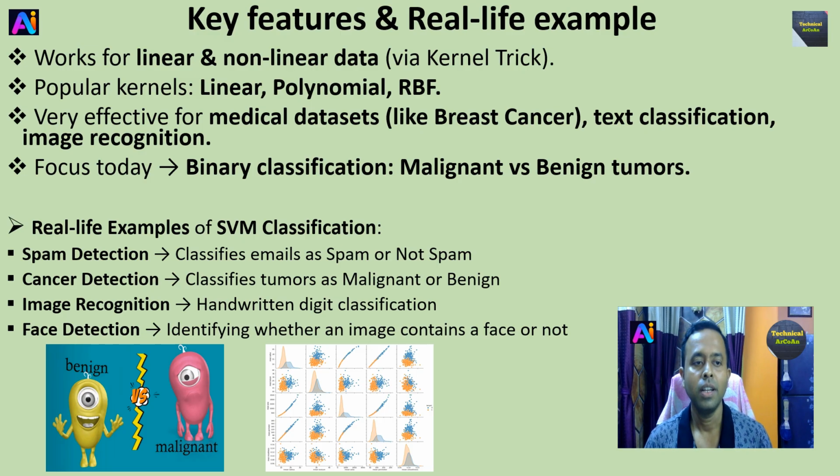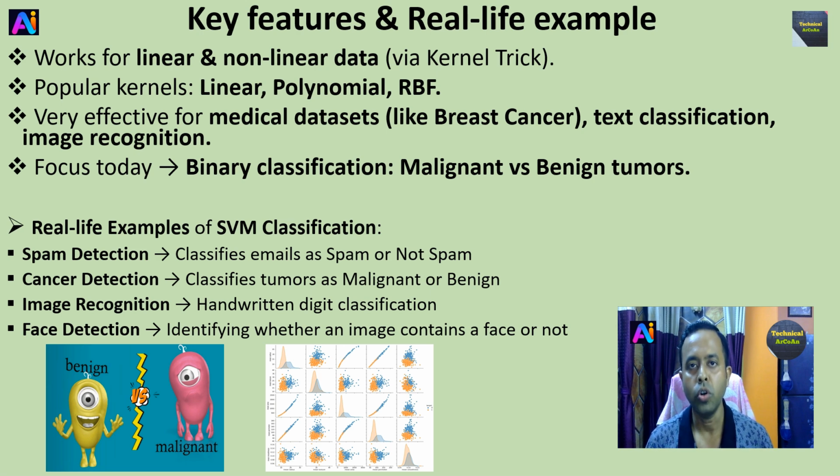The real life examples of SVM classification are spam detection, which classifies emails as spam or not spam; cancer detection, which classifies tumors as malignant or benign; image recognition, handwritten digit classification; and also face detection, identifying whether an image contains a face or not.